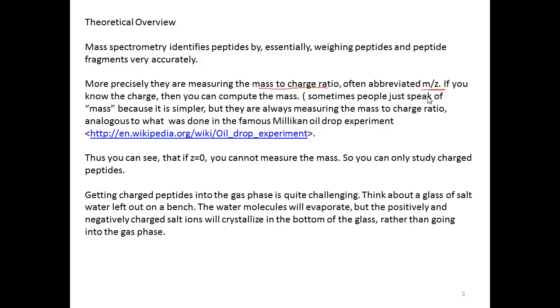This consideration of mass to charge ratio was also the same type of consideration in the Millikan oil drop experiment, in which the mass of an electron was deduced. So one of the consequences of measuring m/z is that if z equals 0, you cannot measure the mass. That's one of the reasons only charged peptides are observed in a mass spectrometry experiment. This last paragraph just reiterates the challenge of getting peptides into the gas phase.